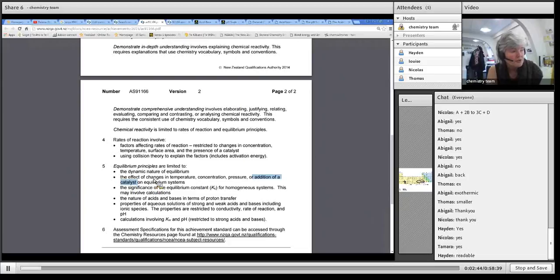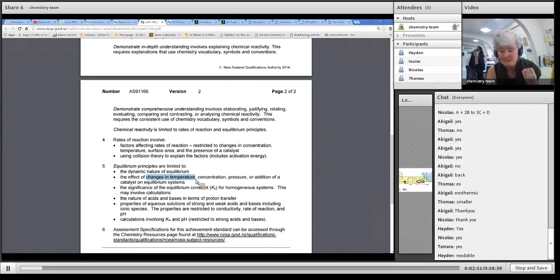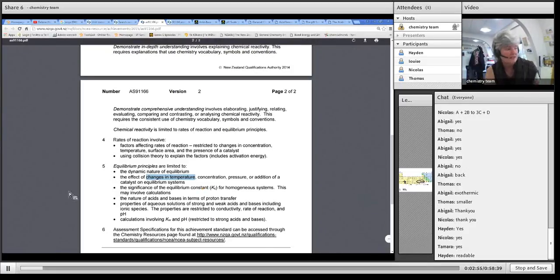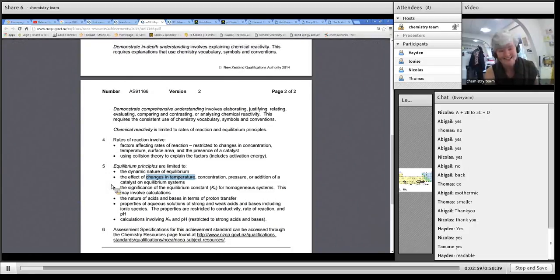And also remember that temperature also changes the value of the equilibrium constant. That is also something to remember. The equilibrium constant is a constant until you change the temperature, and then it changes. And we'll look at that just now with water, because we're doing acids and bases.